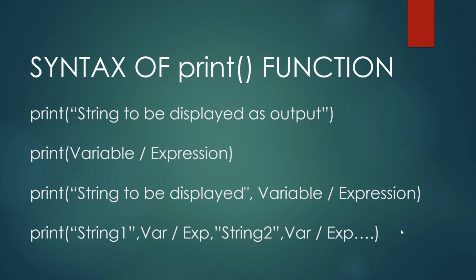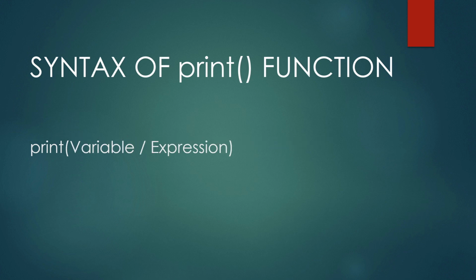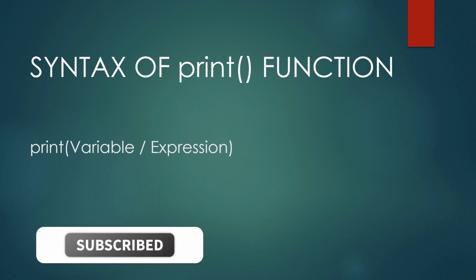The first version: print string to be displayed as output. Here print is a keyword and within the double quotes we have given the string to be displayed as output. That is, whatever string we give inside these double quotes will be displayed on the output screen. Then print variable or expression. By using this print function, the value of a variable or the result of an expression will be displayed on the output screen.